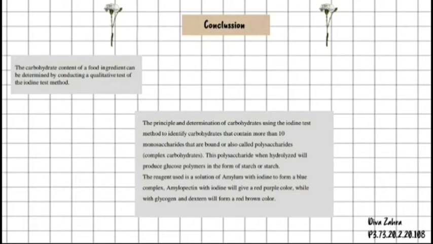These polysaccharides, when hydrolyzed, will produce glucose polymers in the form of starch. The reagent used is a solution of amylum with iodine to form a blue complex. Amylopectin with iodine will give a red-purple color, while with glycogen and dextran will form a red-brown color.